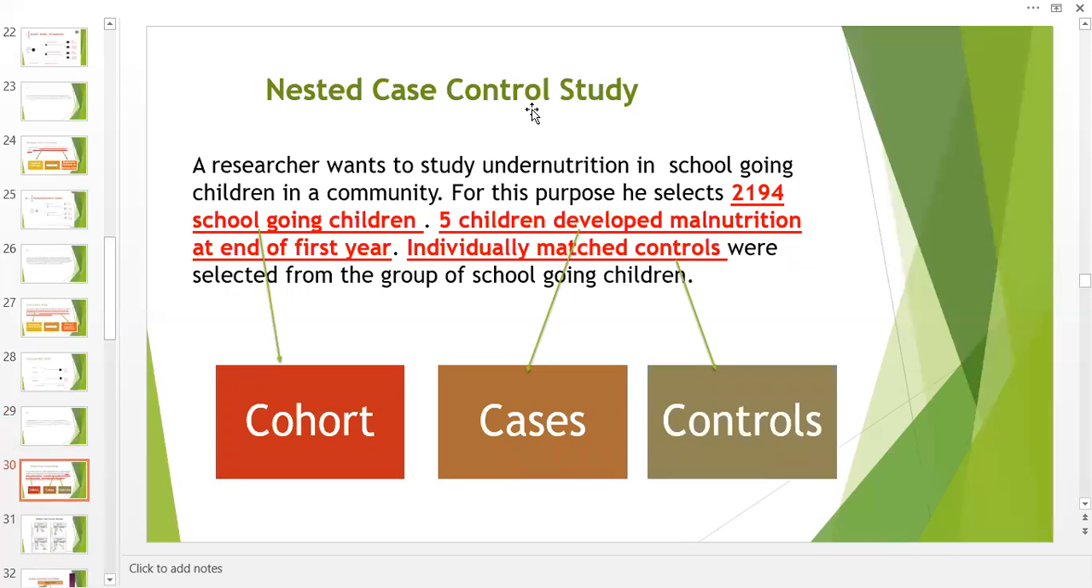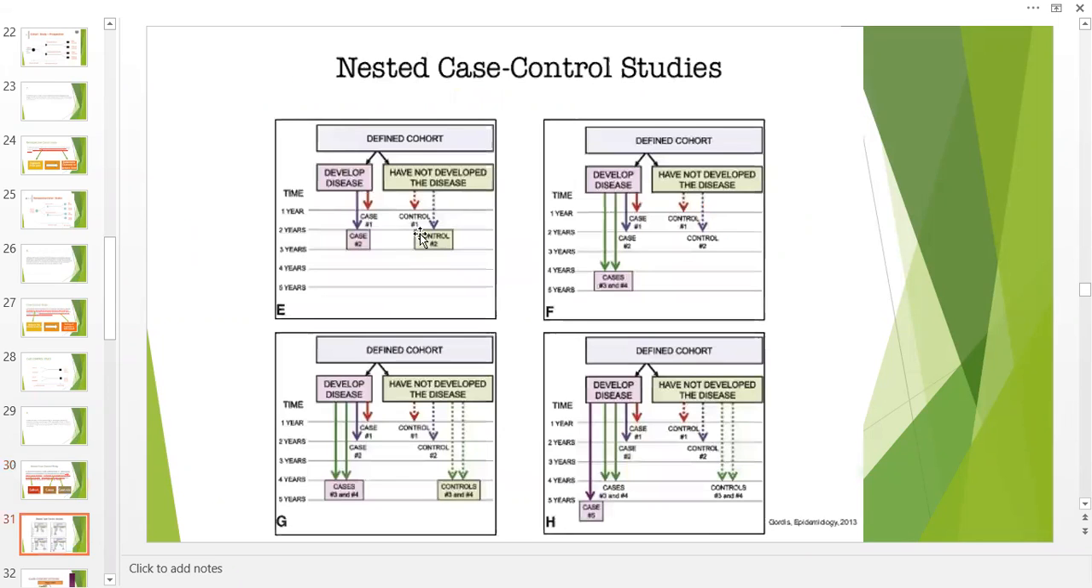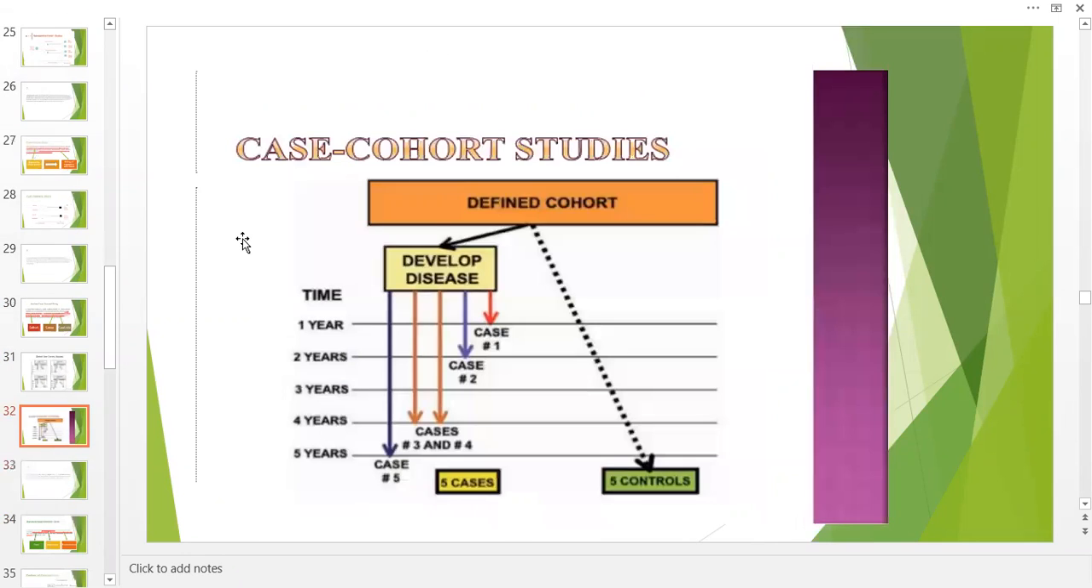It's a nested case control study, because in nested case control study, we start with a cohort, which is a group of individuals, which is school-going children in this case. And from this, 5 cases were developed at the end of first year, and individually matched controls were selected. So this is a diagram of nested case control study. We start with the cohort. When a case develops, we select the individually matched control. And if we take controls at the end of the study, and controls are group matched rather than individually matched, then case cohort study is the appropriate study design.